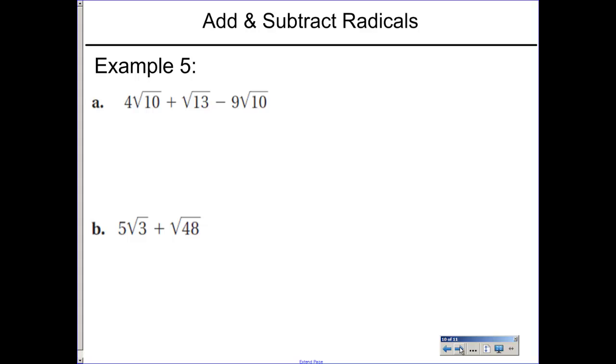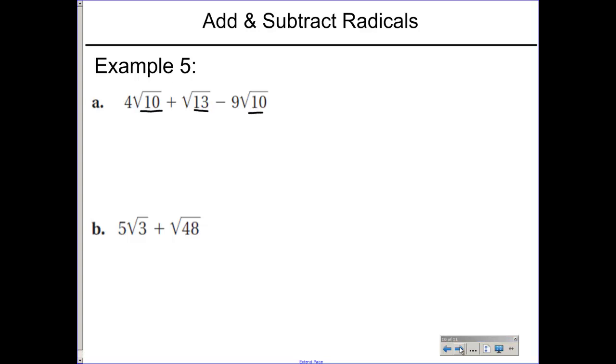Example 5, add and subtract radicals. Now here's where it becomes really difficult. We've said before that the numbers outside are called rational numbers, and the numbers under the radical signs are called irrationals, and we cannot combine them together. But we need to treat anything that's under the radical sign as if it were the same thing as a variable. So pretend that these are variables.